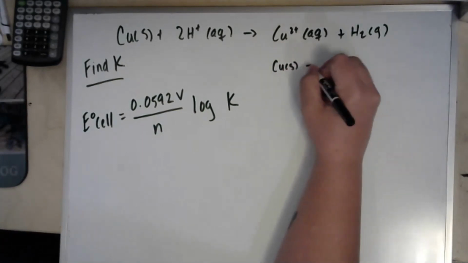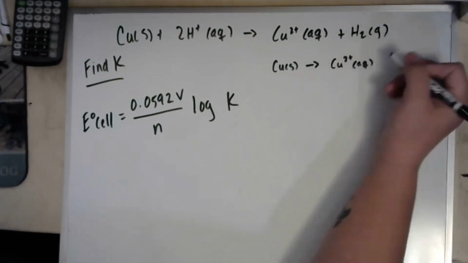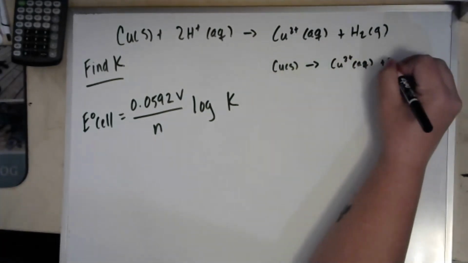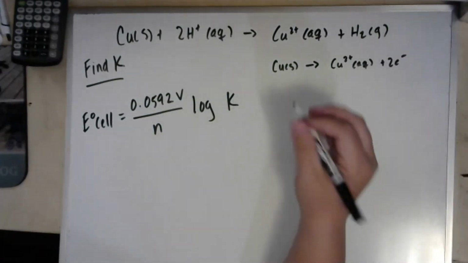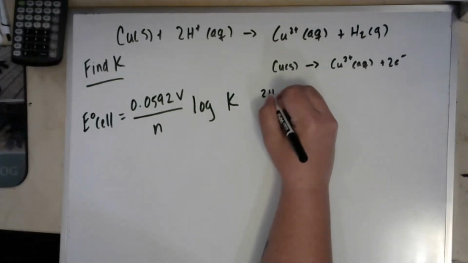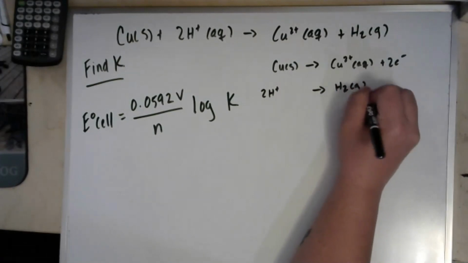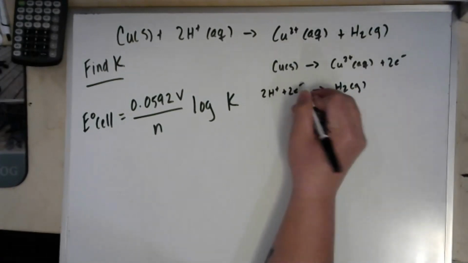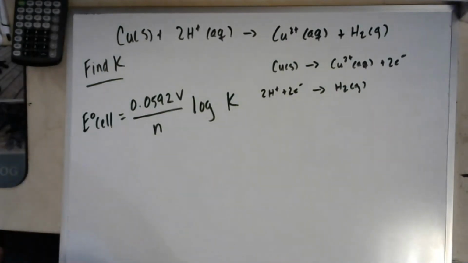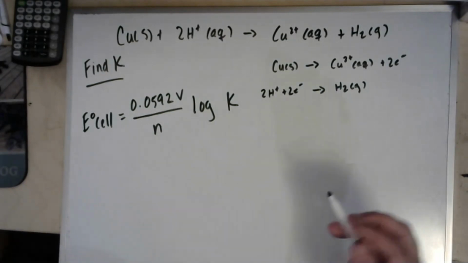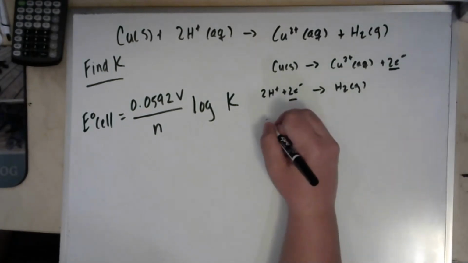So we have Cu copper to our copper ion. So we see here that we would need 2 electrons for our charges to balance out. Here I have 2 hydrogen ions producing hydrogen gas. So I need 2 electrons on this side for the charges to cancel out. Sorry, my voice got all weird. My allergies are just killing me today. So this is our N value.